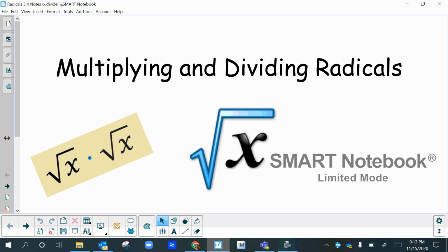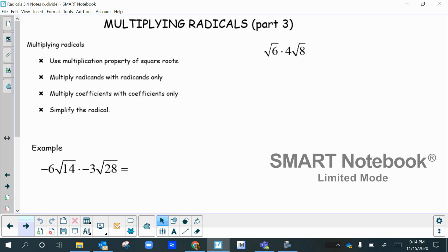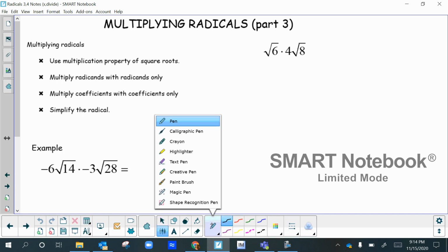All right, guys, this is going to be our second set of radicals. On this one, we're going to be multiplying and dividing radicals. So we're just going to go straight into it because you know how to simplify them. So really, this is just one step before simplifying, and that's pretty much it.